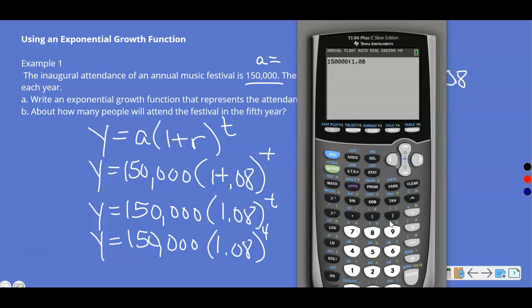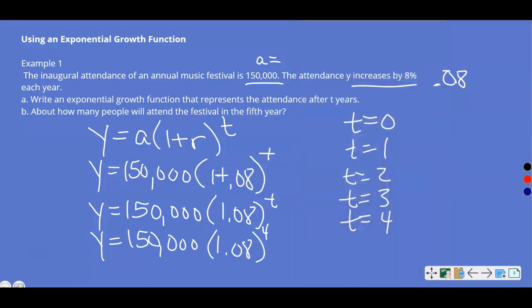All right, just trying to type in the equation, being careful to make sure everything gets typed in correctly. And that shows that there's going to be an estimated about 204,000 people will attend the festival in the 5th year. So you can just round this number. So you can just say about 204,000.